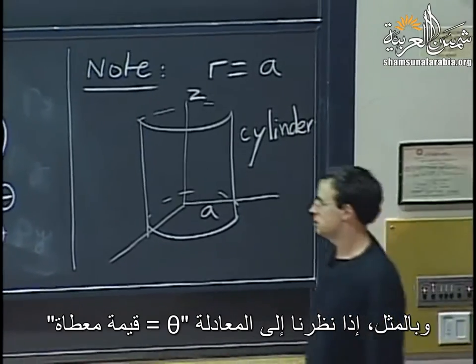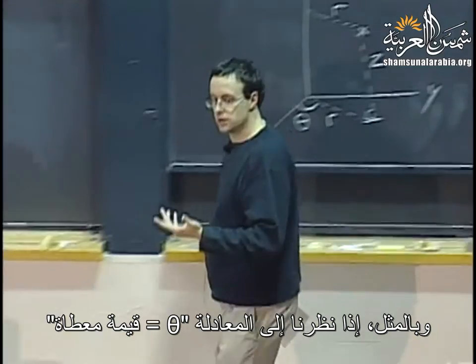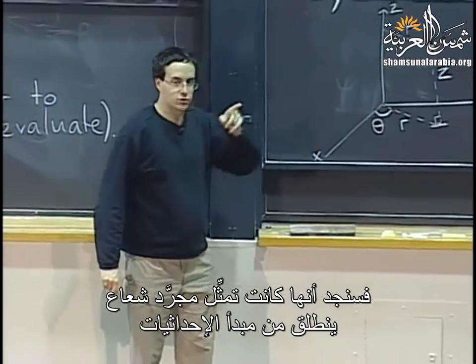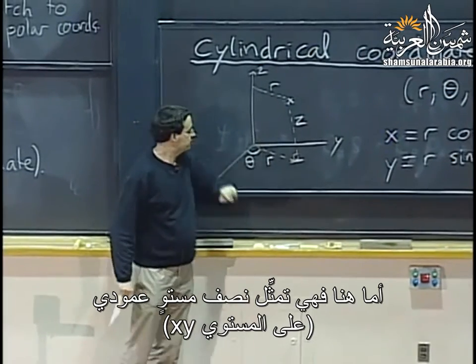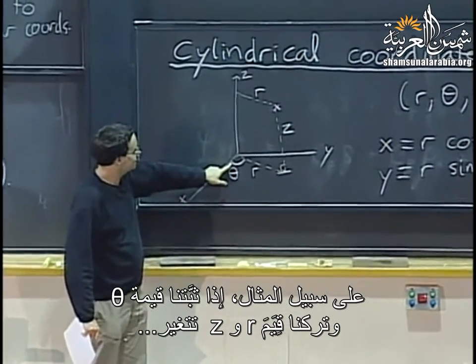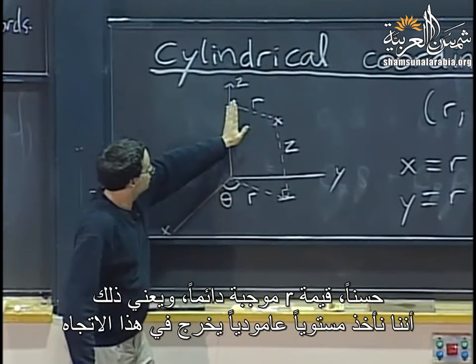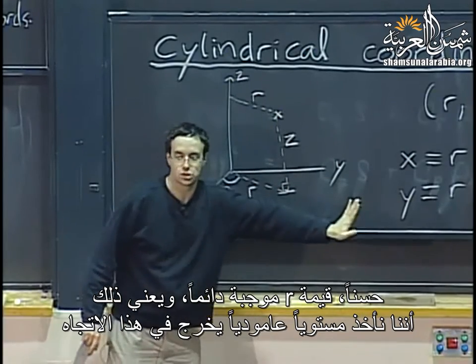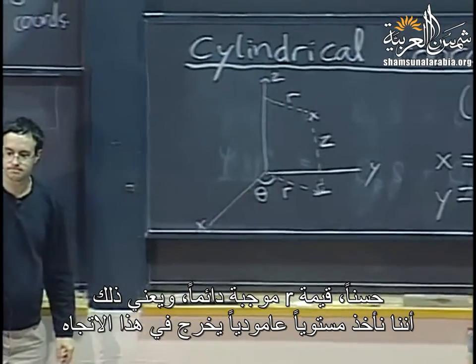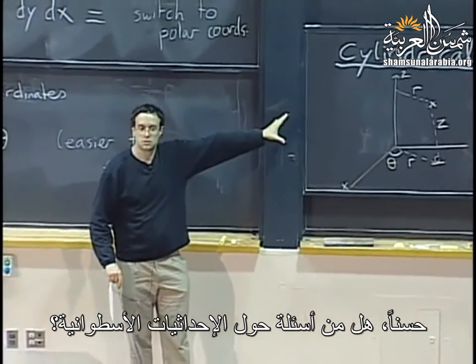By the way, similarly, if you look at the equation theta equals some given value, that used to be just a ray from the origin. Now that becomes a vertical half plane. For example, if I set the value of theta and let r and z vary, r is always positive, but basically that means I'm taking a vertical plane that comes out in this direction. Okay, any questions about cylindrical coordinates? Yes?